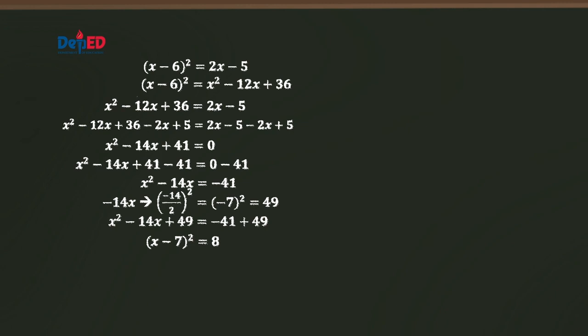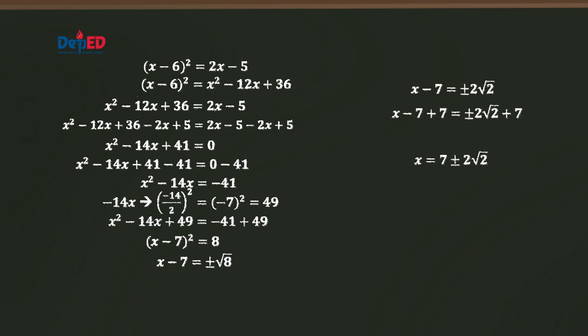We now extract the square root of both sides and we get x minus 7 equals positive or negative square root of 8. 8 has 4 as its largest perfect square factor, so square root of 8 can also be expressed as the square root of 4 times 2, and thus can be simplified as 2 square root of 2. Therefore, x minus 7 must be equal to positive or negative 2 square root of 2. And lastly, by increasing both sides of the equation by 7, x is equal to 7 plus or minus 2 square root of 2. Equation number 1 solved.